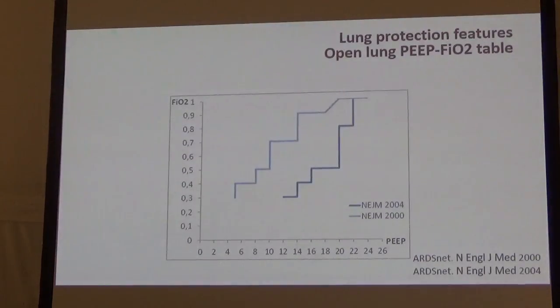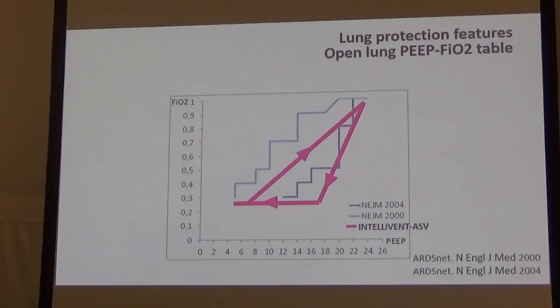Another feature is the open lung PEEP FiO2 table used by INTELLIVENT-ASV. This is PEEP, this is FiO2, this is a low PEEP FiO2 table and the high PEEP FiO2 table published in the ARDS-net publications, articles.